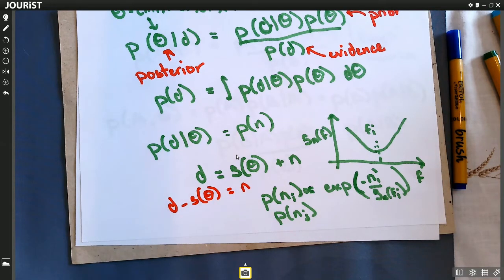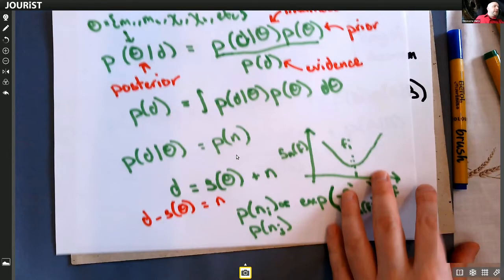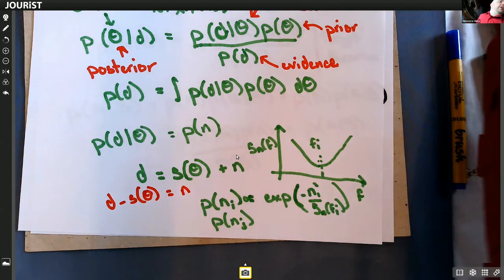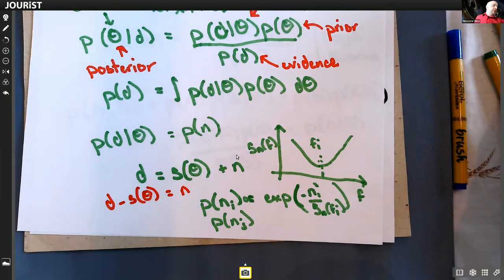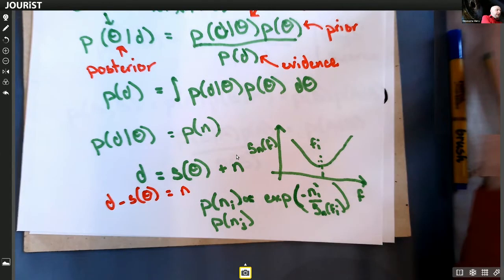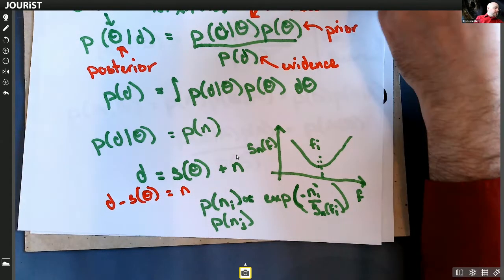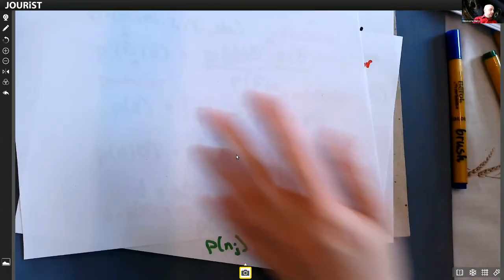Okay, yeah, thank you. Let's just take a second to sketch out something for that. Okay, so what we're saying is that our data is made up of some signal.